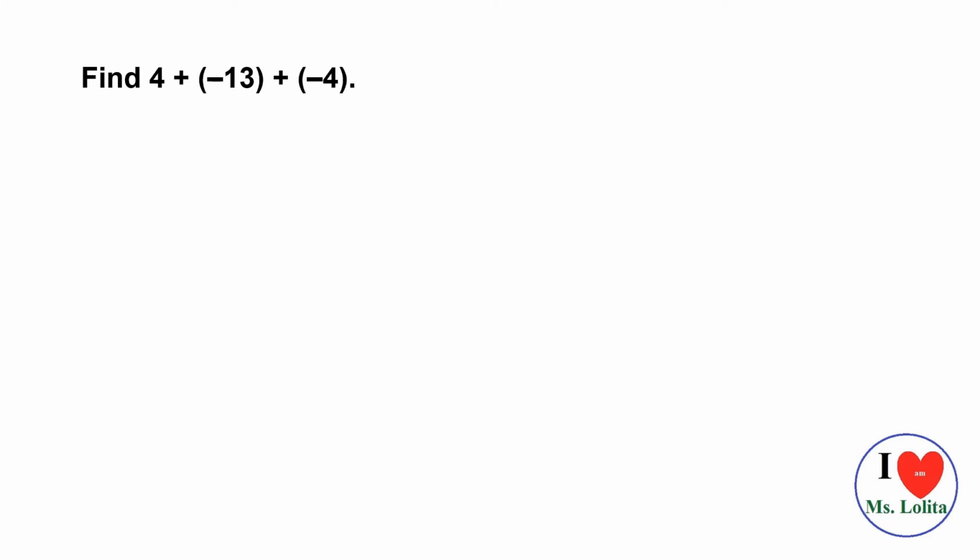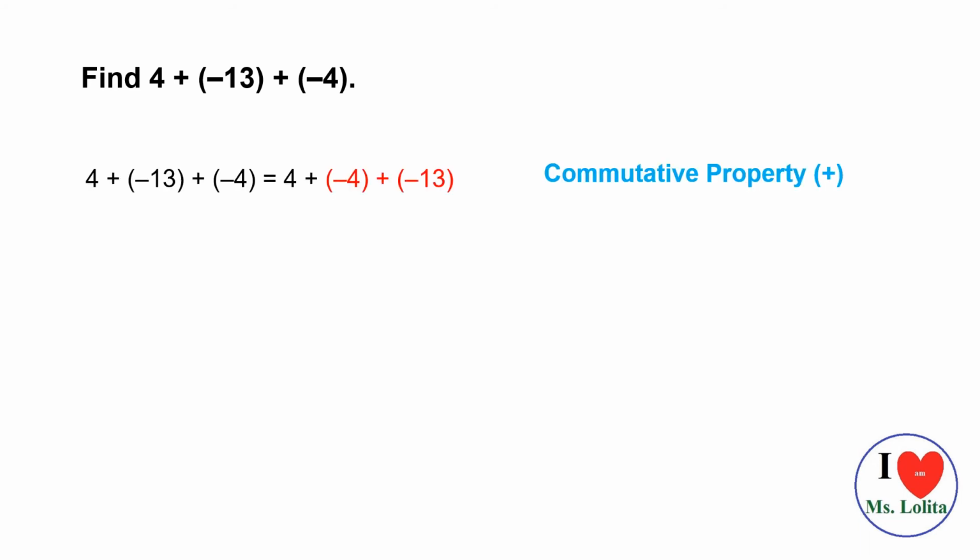Let us work on three integers. Find 4 plus negative 13 plus negative 4. We can apply the commutative property here. We're going to exchange the places of the two negative integers. Then, we can apply the associative property of addition. We can put into brackets the two opposite signs of the same integer.